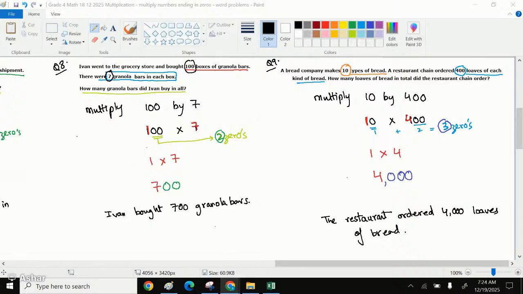Or I'll repeat again, okay? The question said a bread company makes 10 types of breads. The answer, yes, only 3 zeros we put at the end.